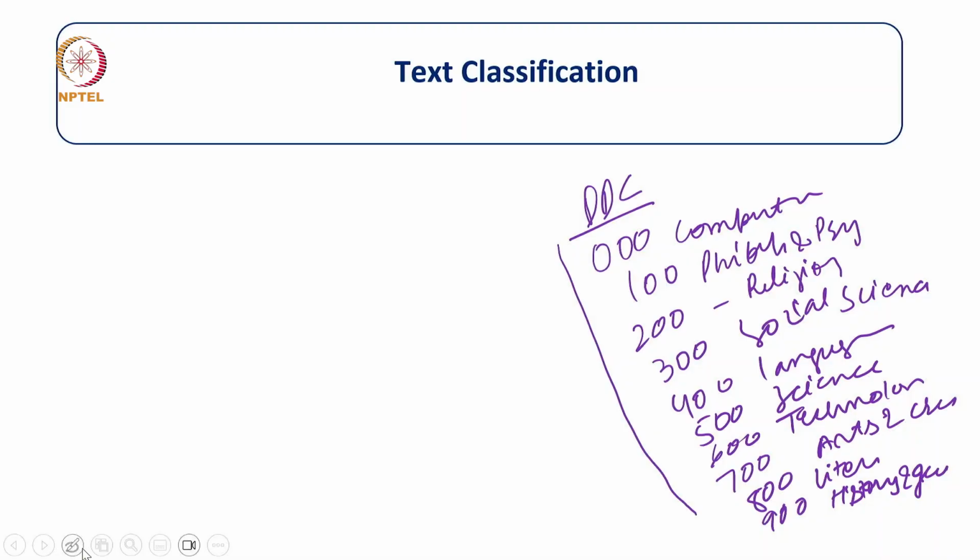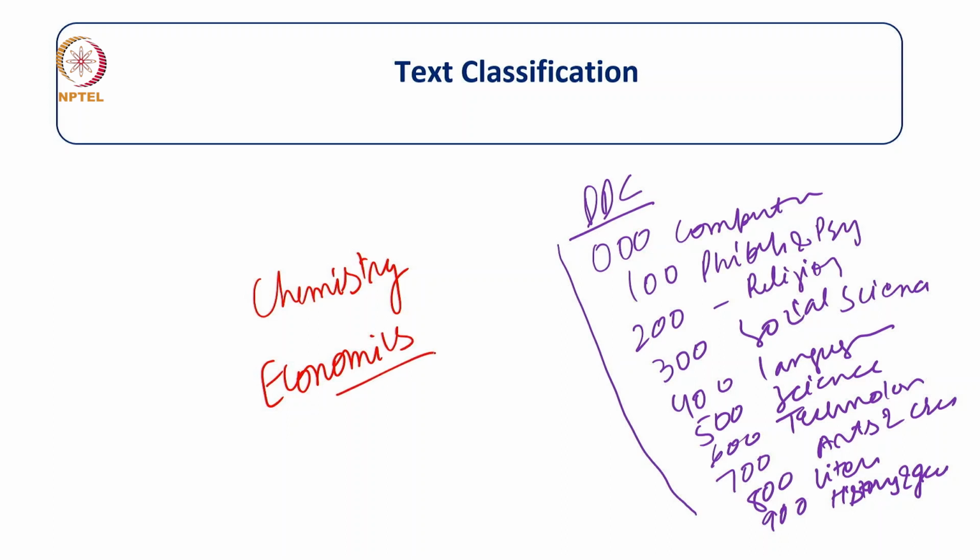Say, for example, we have a text on chemistry or maybe on economics. Which category is chemistry under? Chemistry is here. Chemistry is basically 540, and economics is here in social science, so it is 330. Whatever text comes, it will be labeled 540 for chemistry and 330 for economics.